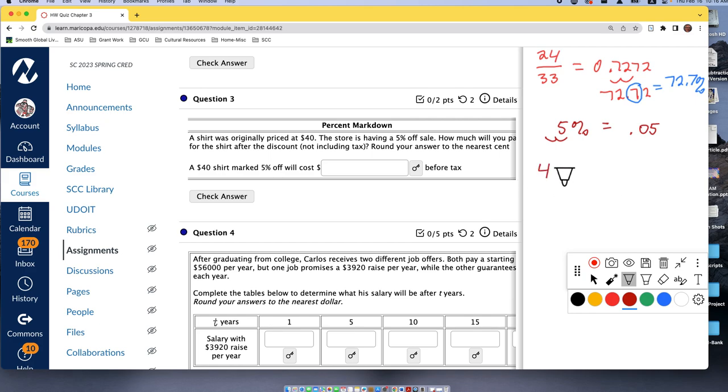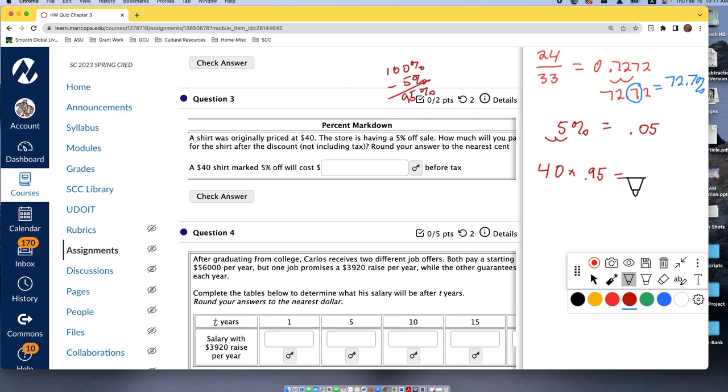But what if we wanted to get it directly? We take our 40 times, remember this is percent off, what would be the percent on? Excellent, it's 100%. We subtract the 5%, and we could use 95% as our multiplier, or 0.95.